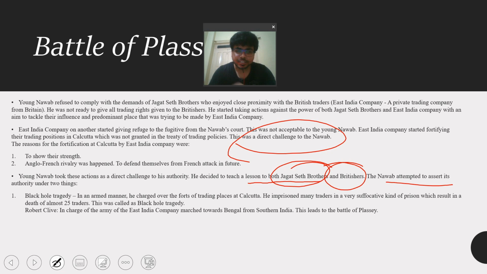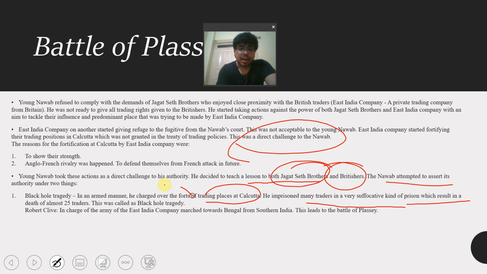First, the Black Hole Tragedy happened, and it was extremely cruel. That triggered the British at the time. It was done in an armed manner. He attacked the forts of the trading places at Calcutta. He imprisoned many traders in a very suffocating kind of gas chamber, like what the Nazis did, Hitler kind of things. He packed these British officials into a suffocating chamber, and around 25 traders died. So the suffocating prison resulted in the death of 25 traders.